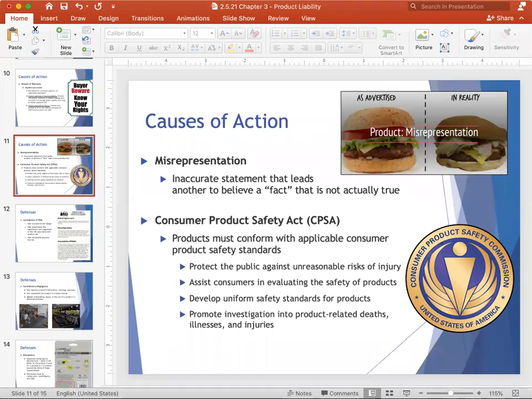So I find it really fascinating, and it's an act that can be brought up in a legal complaint. The CPSA requires manufacturers, if you ever come across a product defect, you do have to report it to the National Commission on Product Safety.